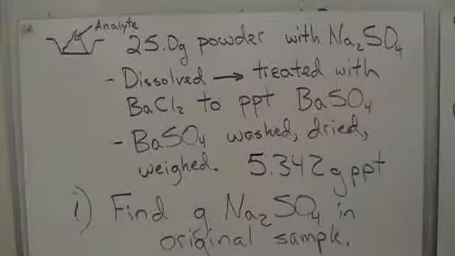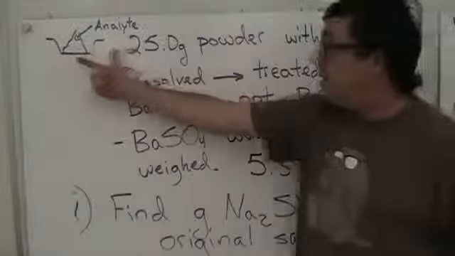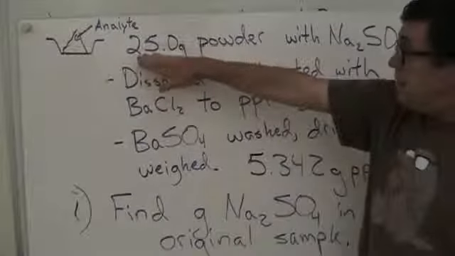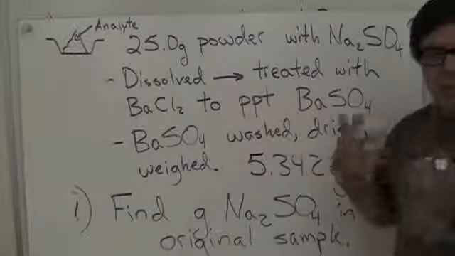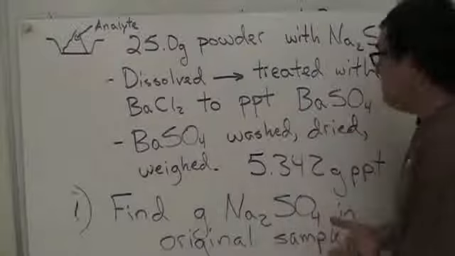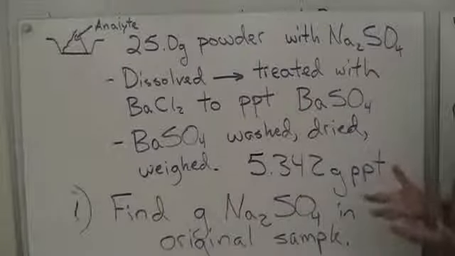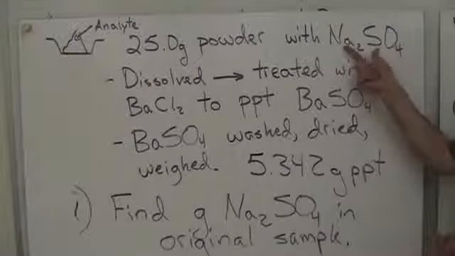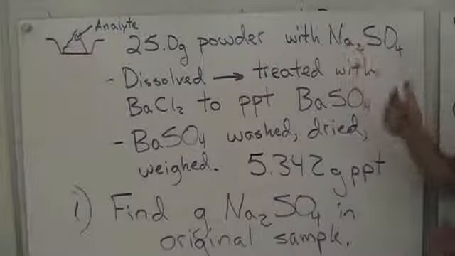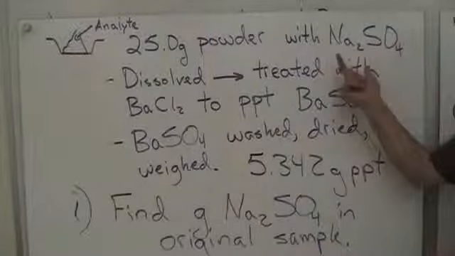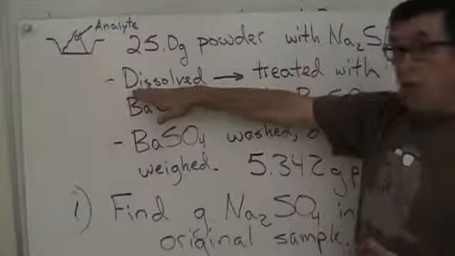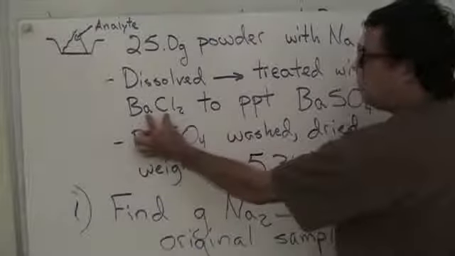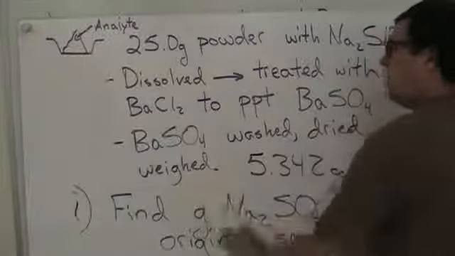So here's an example of a problem. We have an analyte, a sample. The total mass of this sample is 25 grams. It's just some kind of white powder, a mixture of things. We know that one of the compounds in that powder that we're interested in is sodium sulfate. So we're going to dissolve this 25 grams of powder. We're going to treat it with barium chloride.